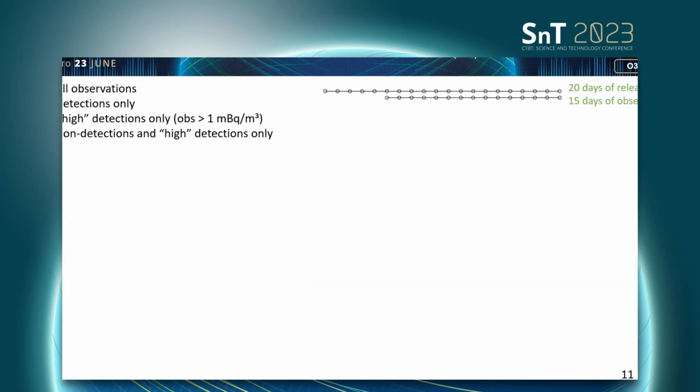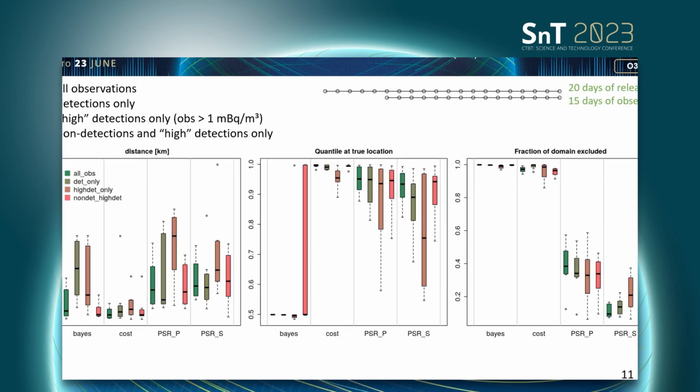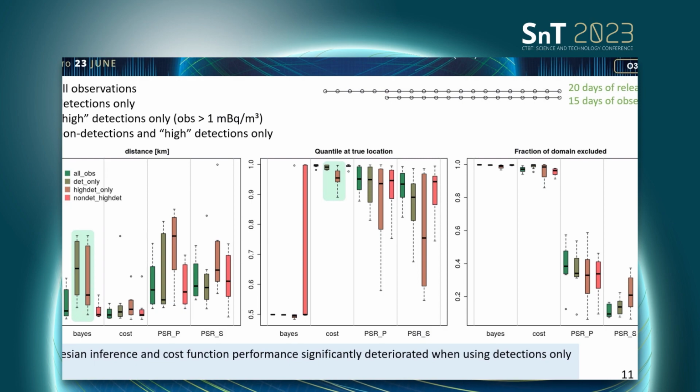Now I show here the same, but for the cases where we use 15 days of observations. And then we see a bit similar to the previous slide, but more pronounced, that the Bayesian inference significantly deteriorates when we use the detections only. And this is also true in some sense for the cost function if you look at the quantile at the true source location.